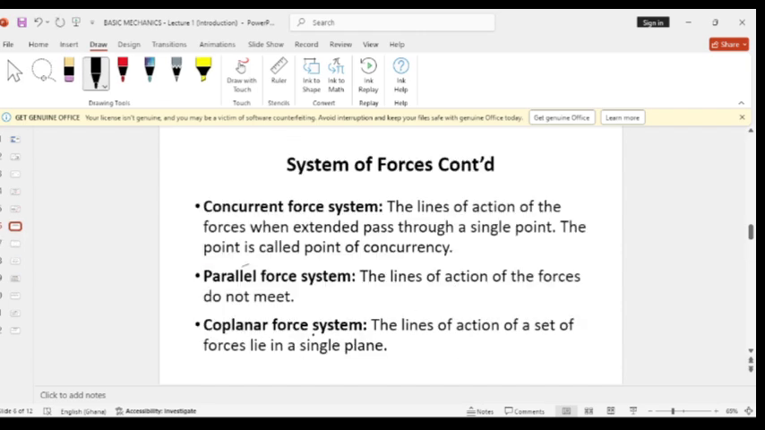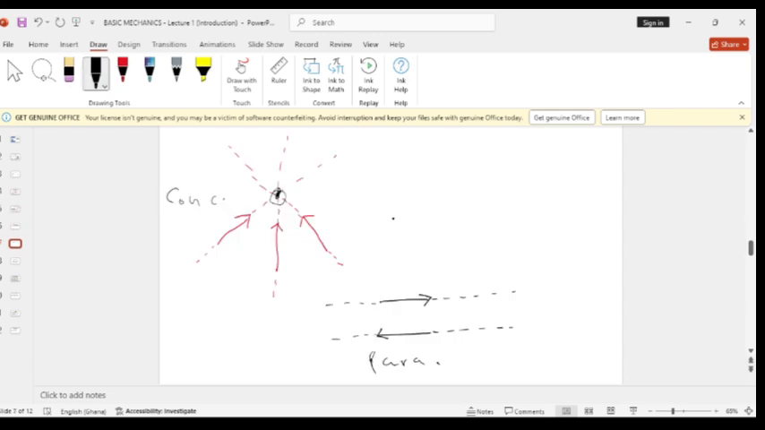Then the next one, we are looking at coplanar force systems. We are saying that their lines of action lie in a single plane. If the lines of action of a set of forces lie in a single plane, then we can refer to that force system as a coplanar force system. So let me explain that one too. We say their lines of action lie in the same plane.